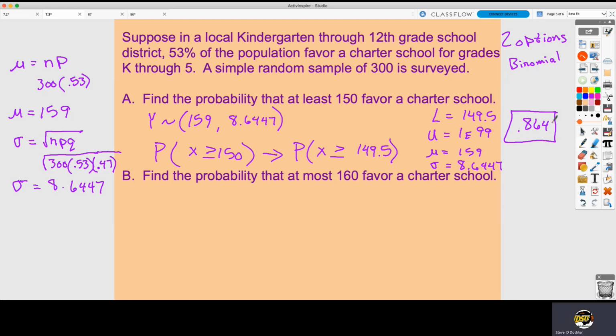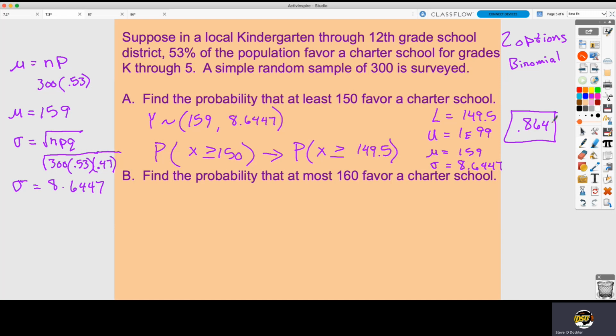What that is saying is we know our average is 159. Say you want to find the probability that you need at least 150 votes. Based on what you're given here, there's an 86% chance of having at least 150 votes.